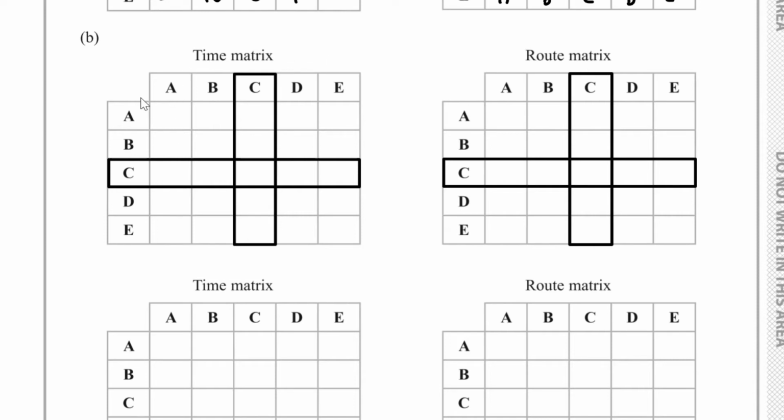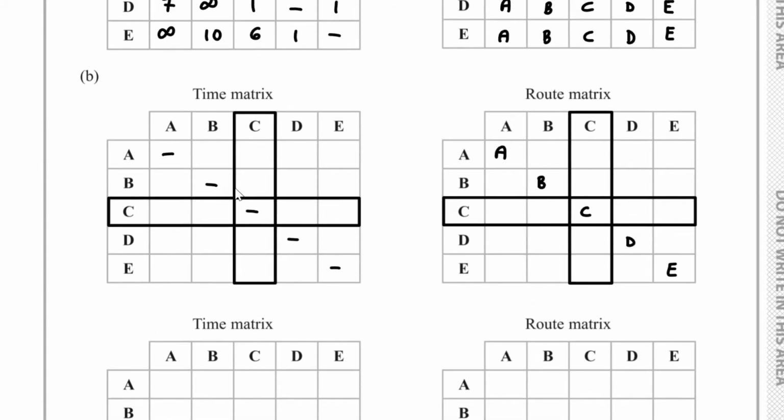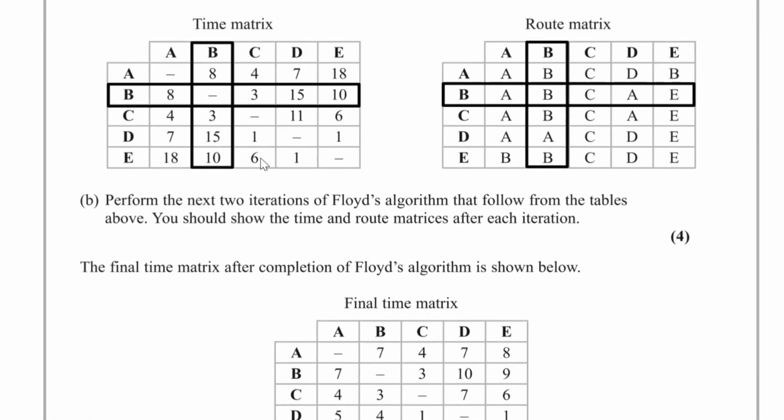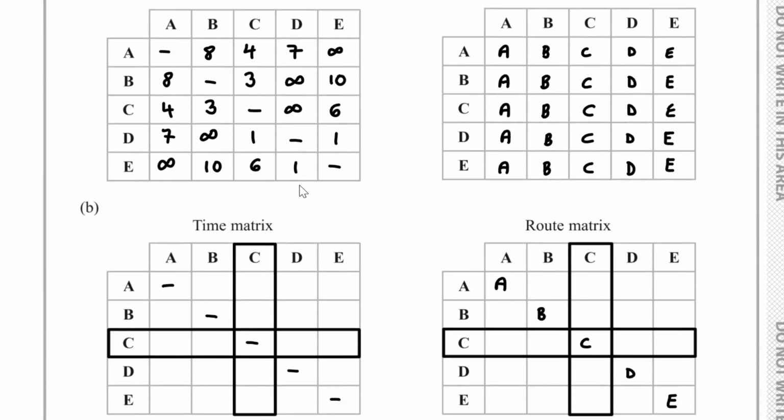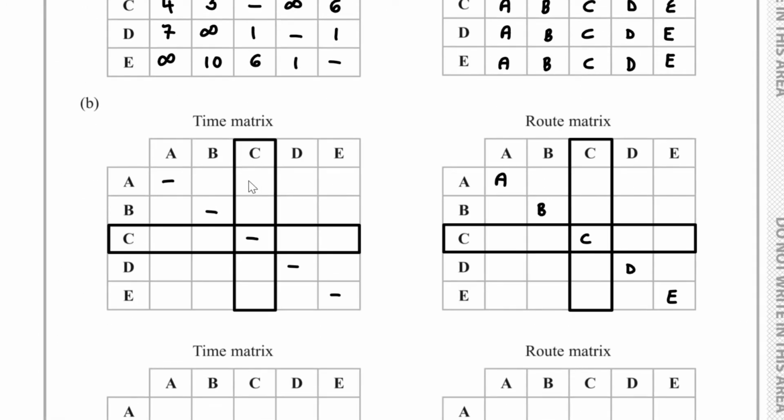Now, the entries along the diagonal of the time matrix will all be dashes, and along the diagonal for the root matrix we have A, B, C, D, and E. Now, the column C will remain the same as the previous iteration, so we have 4, 3, 1, 6. So let's show that. We've got 4, 3, 1, 6.